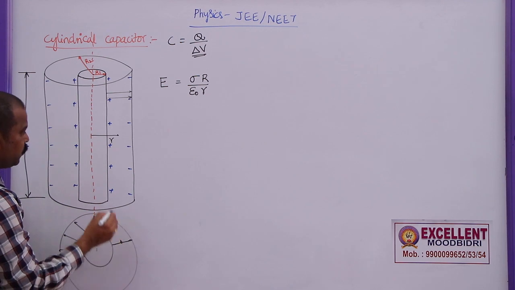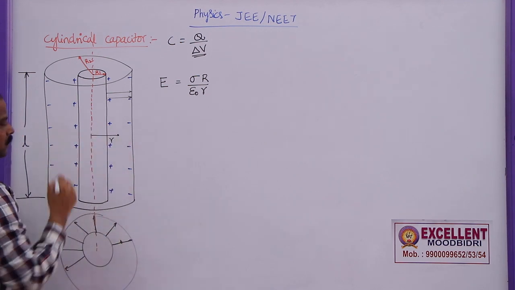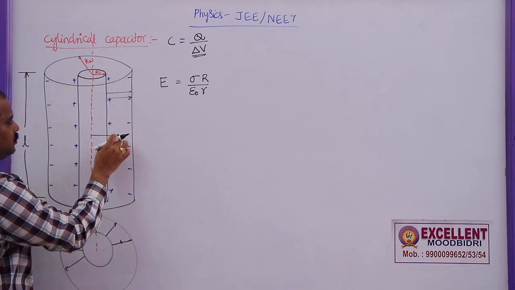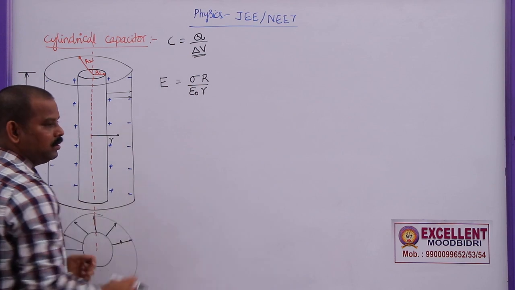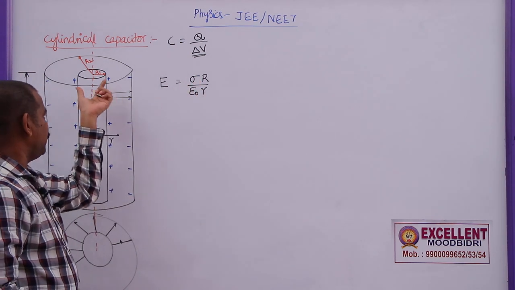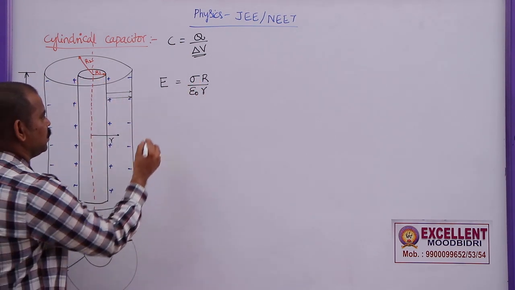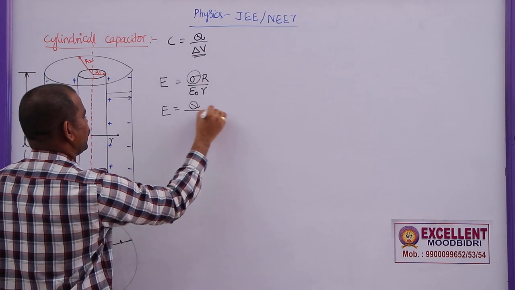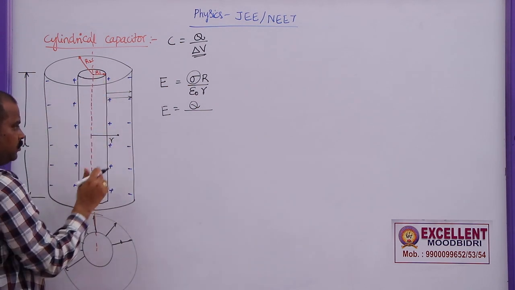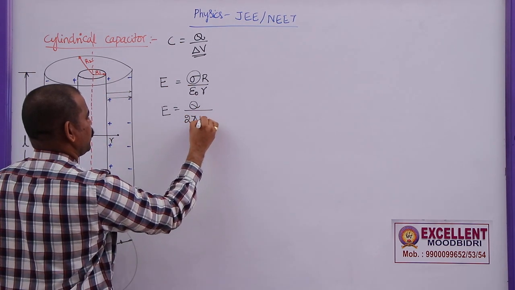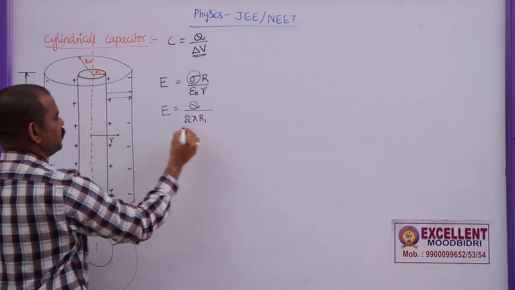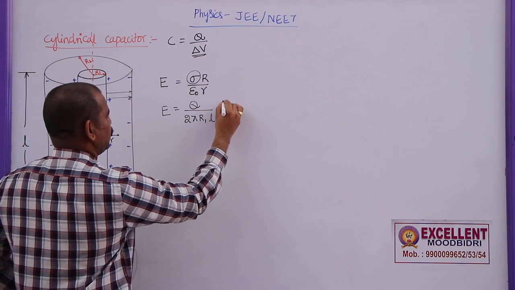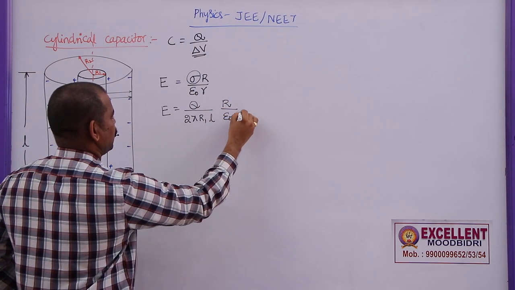So, here at some point I have taken a point, this point P. What is the electric field due to this cylinder at this distance r? Sigma r by epsilon naught, where sigma is the surface charge density of this cylinder. So, how to write this one? E is equal to, in place of sigma you can write charge by area. What is the surface area of this cylinder? This is 2 pi r1, because radius is r1, into the length of this cylinder L. So, this is the surface area into capital R by epsilon naught small r.